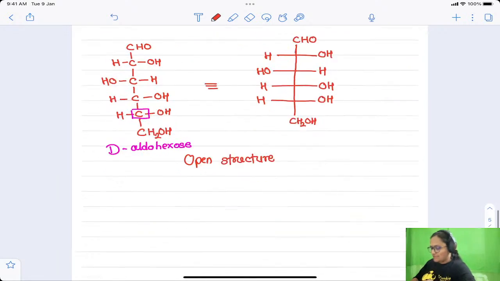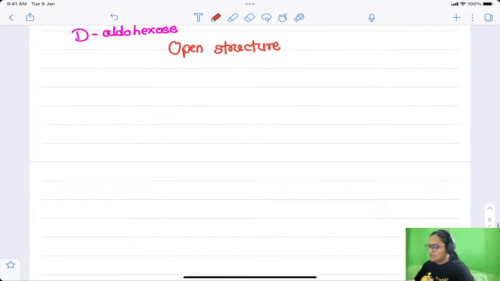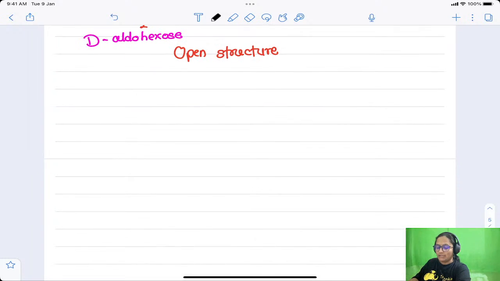Now let us see first of all what are the reasons for studying the cyclic structure. Why did scientists think that glucose can exist in the form of a cyclic structure? So let us see those reasons, the facts.